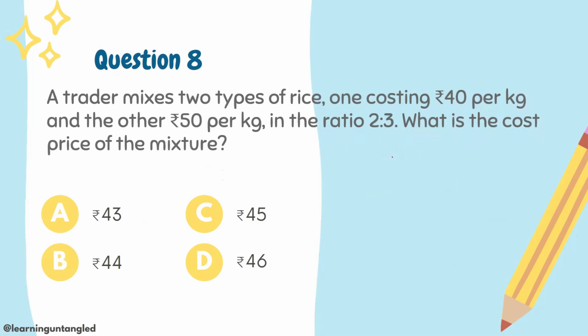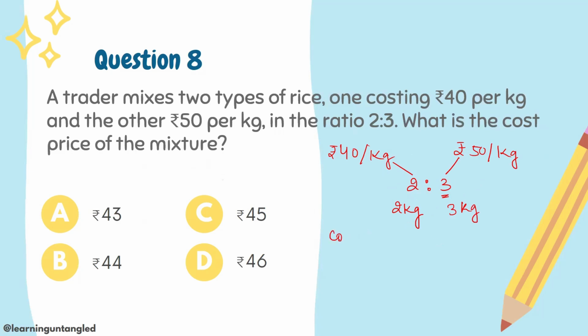Okay, so a trader has two kinds of rice. One is 40 rupees for a kg, and the other one that is given to me, it is 50 rupees per kg. And he mixes them in the ratio 2:3. So if I say he mixes 2 kg of the first kind of rice, then how much of the second kind would he be mixing? The ratio is 2:3, so he would be mixing 3 kg of the second rice.